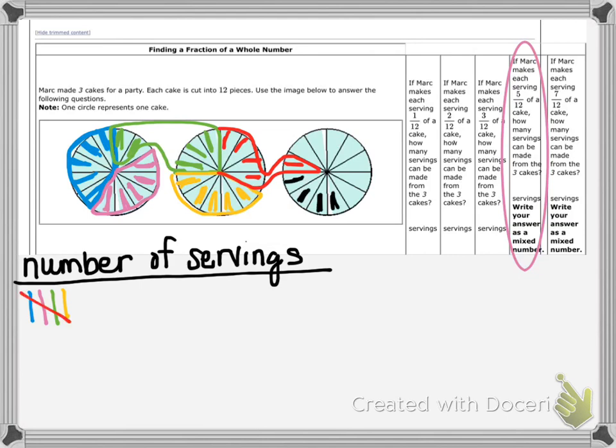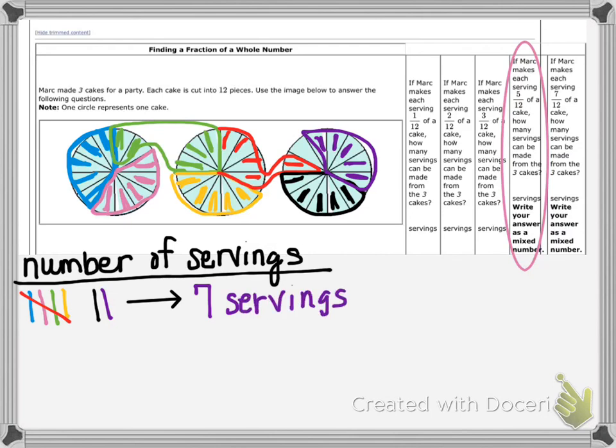Let's count out 5 more pieces of cake. There is a 6th serving. And let's count out 5 more pieces of cake. There is my 7th serving. So far I have 7 complete servings because each serving is 5/12 of the cake, which would be 5 pieces. So I have 7 copies of 5 pieces of cake, or 7 sets of 5 pieces of cake. So far I have 7 servings. But I have 1 slice left over.